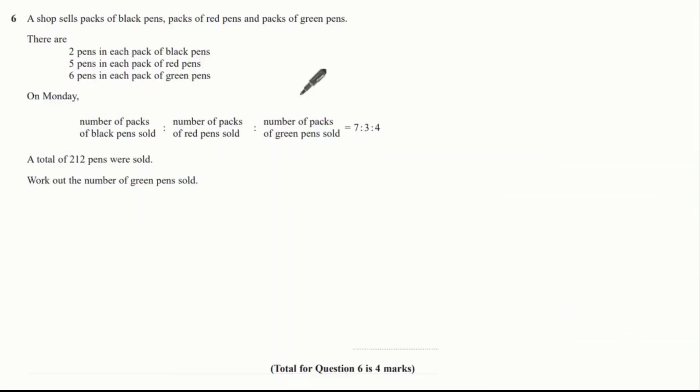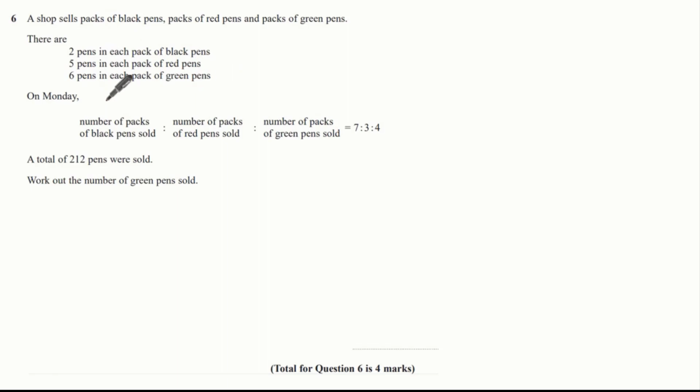Question 6 states a shop sells packs of black pens, packs of red pens and packs of green pens. There are 2 pens in each pack of black pens. There are 5 pens in each pack of red pens. There are 6 pens in each pack of the green pens.